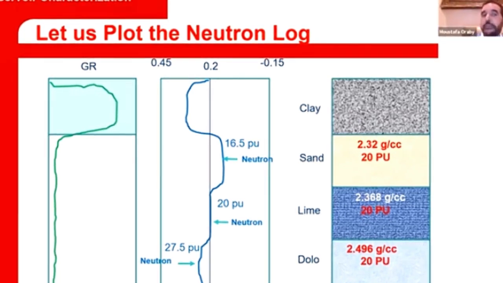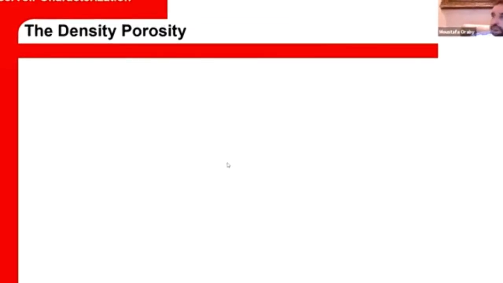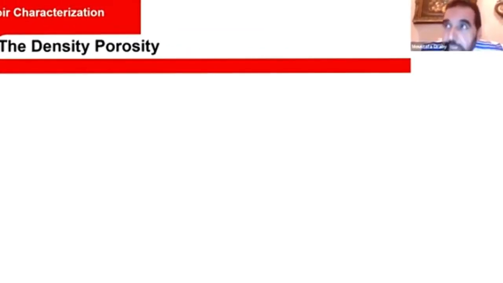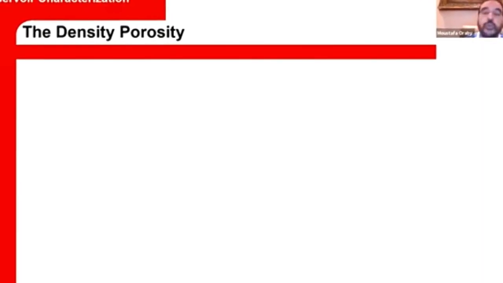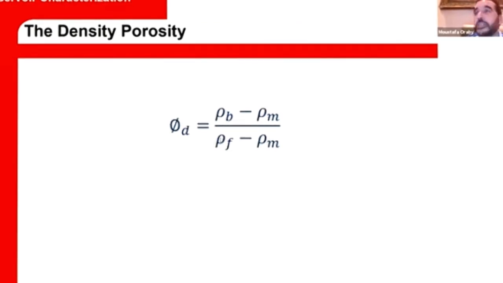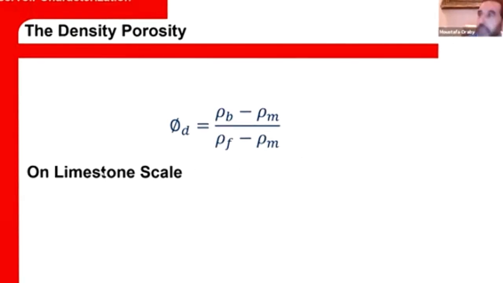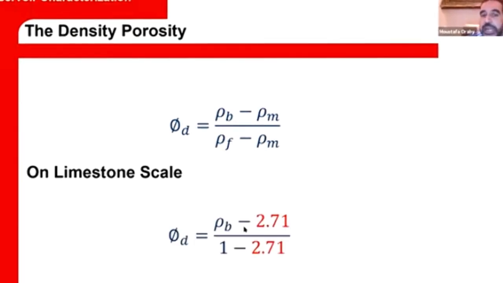Now we predicted the gamma ray, we predicted the neutron. We need to predict the density, the density porosity. We understood that density porosity has to be on limestone scale. You cannot do anything other than limestone scale by the API rule. So what is the density porosity? We put the density porosity in this format, and we said that the matrix has to be 2.71 because it's a limestone scale. Then my density porosity has to be raw bulk minus 2.71, divided by 1 minus 2.71.